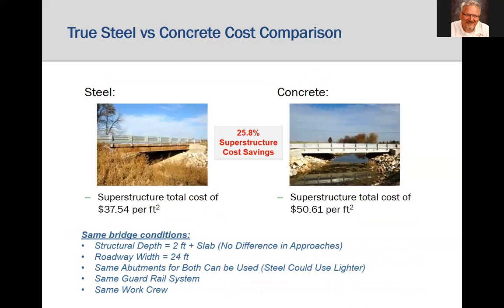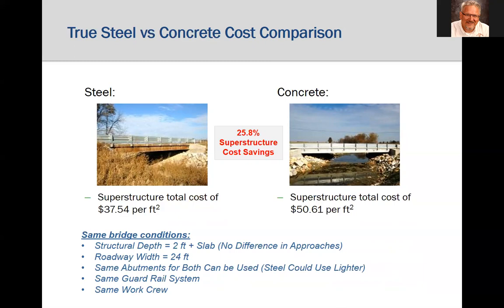So for these two bridges as they were built, the superstructure only costs show that the steel bridge option would have a savings of over 25% compared to the concrete bridge. That means that you could build 5 steel bridges for the cost of 4 concrete bridges.